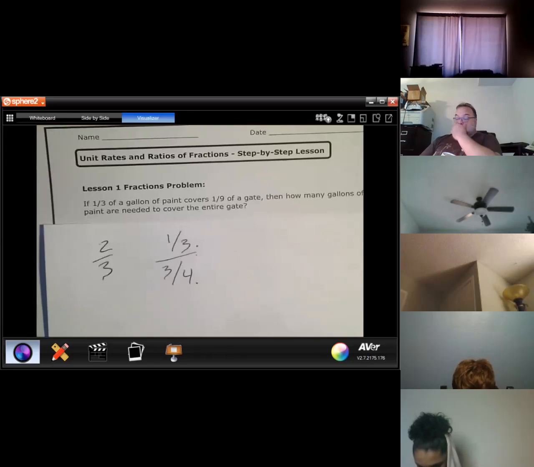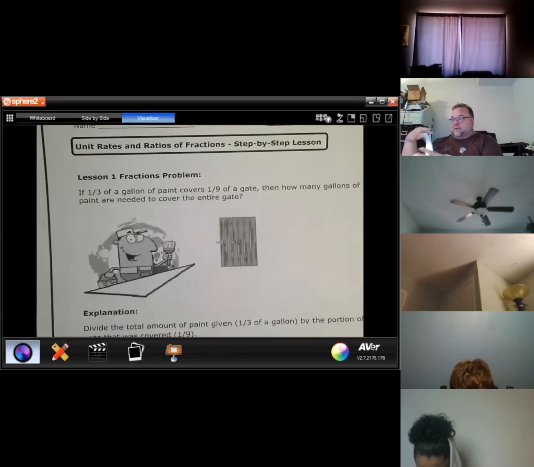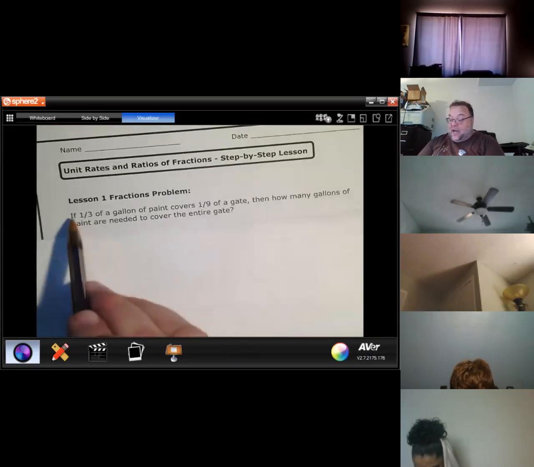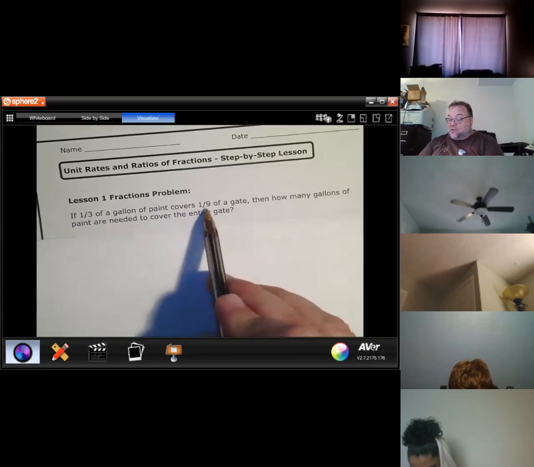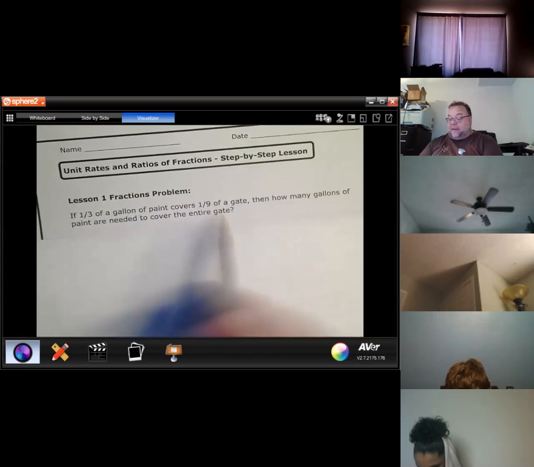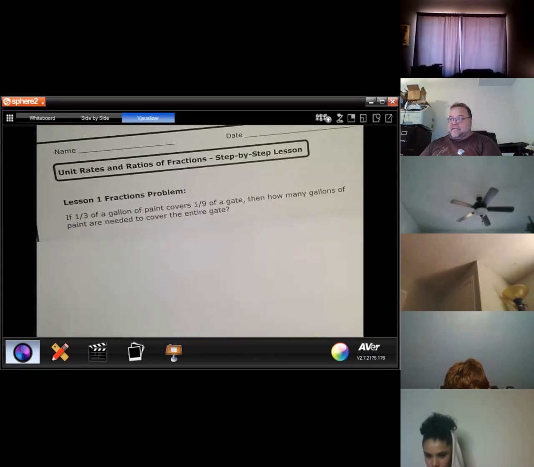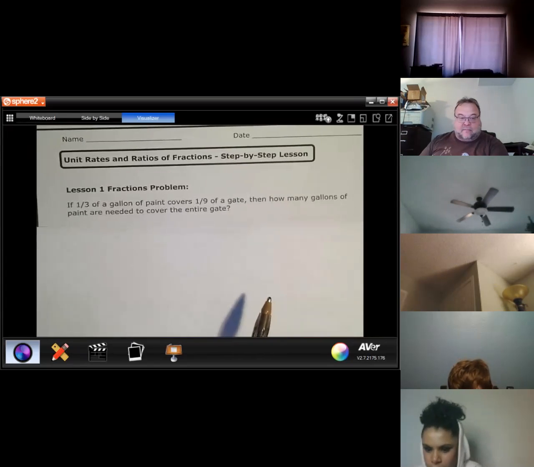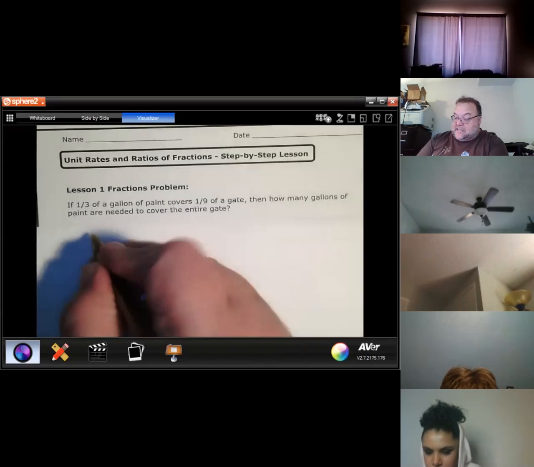All right. So let's look at this first problem and let's get started. So here's our problem. If 1/3 of a gallon of paint covers 1/9 of a gate, then how many gallons of paint are needed to cover the entire gate? Okay, now that sounds a little scary right now. How many people think that sounds a little scary right now as you're looking at it? Okay, but I think you know that when we cover this stuff, it doesn't end up being scary, does it? It ends up being pretty simple. You just have to understand how the math works. So let's go back through.